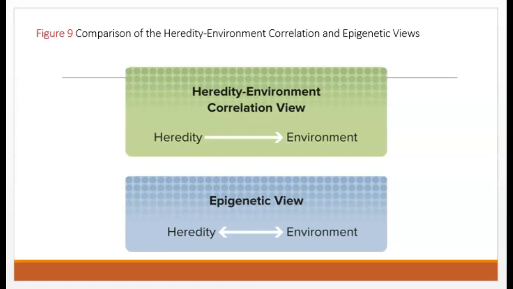The heredity-environment correlation view focuses on how our inherited traits can influence the environment in which we find ourselves. More and more, however, we are also realizing that our environment can actually influence our gene expression. Also, genes and environment can interact in ways that make things happen in ways that neither the gene nor the environment alone would have done. This is referred to as the epigenetic view.